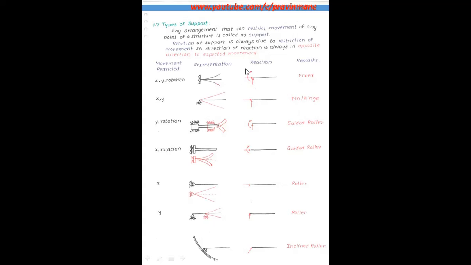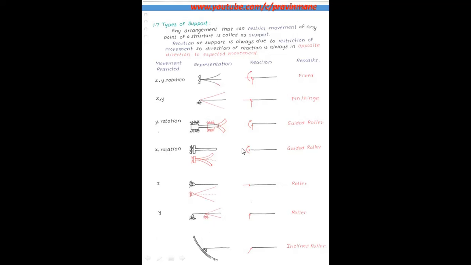As far as pin or hinge support is concerned, there are 2 reactions only in the XY direction, so horizontal reaction and vertical reaction. As far as guided roller support is concerned, like this, only 2 reactions, that is vertical force and 1 moment. And here is the guided roller reaction in this fashion. Then here, X rotation. In this column I have written where this support allows movement and where it doesn't allow movement. So here X and rotation will be there, so there will be this X component of force and a moment component.